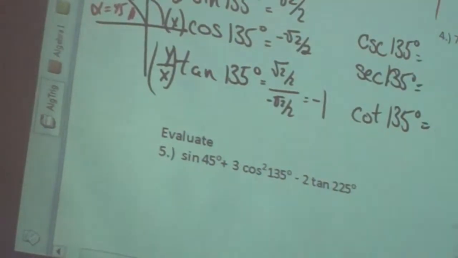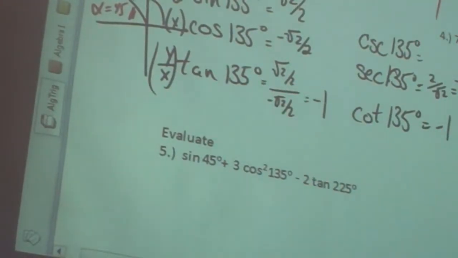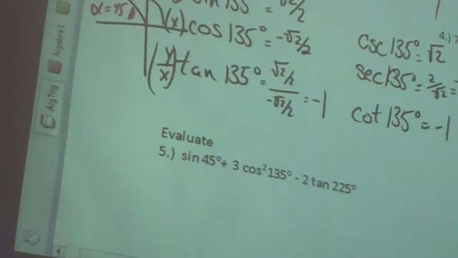Now, cotangent is just the reciprocal. What's the reciprocal of negative 1? Negative 1. Secant, what's the reciprocal of negative square root of 2 over 2? Which is what? 2 over square root of 2, which is what? Square root of 2. Negative square root of 2. What do you think cosecant is going to be? Square root of 2. Right. You don't have to draw it. You just do x, y, y over x, and then you take the reciprocal.